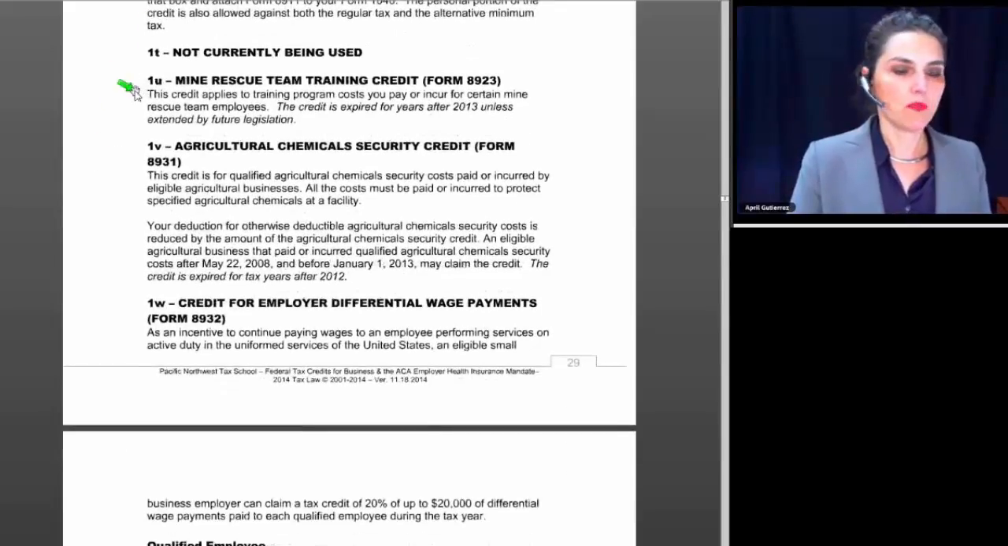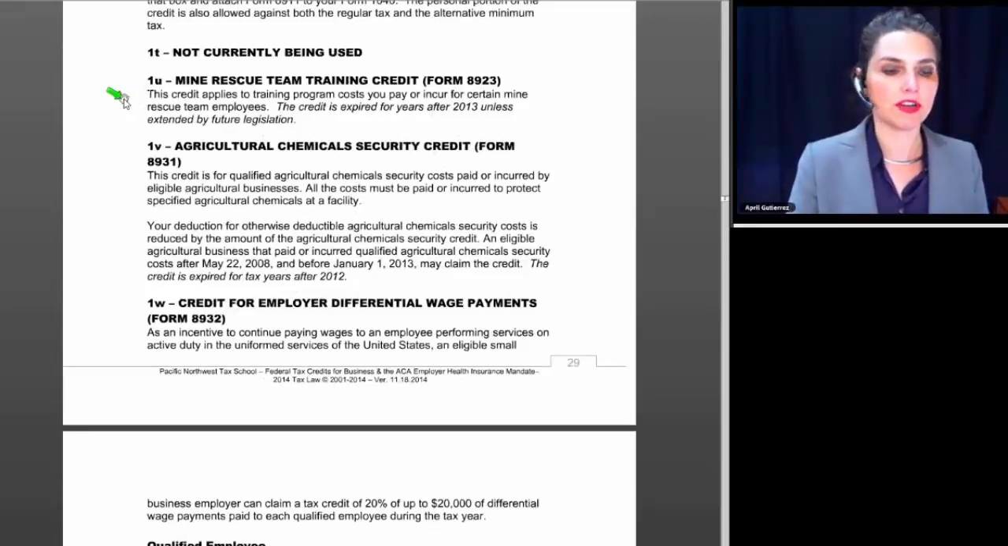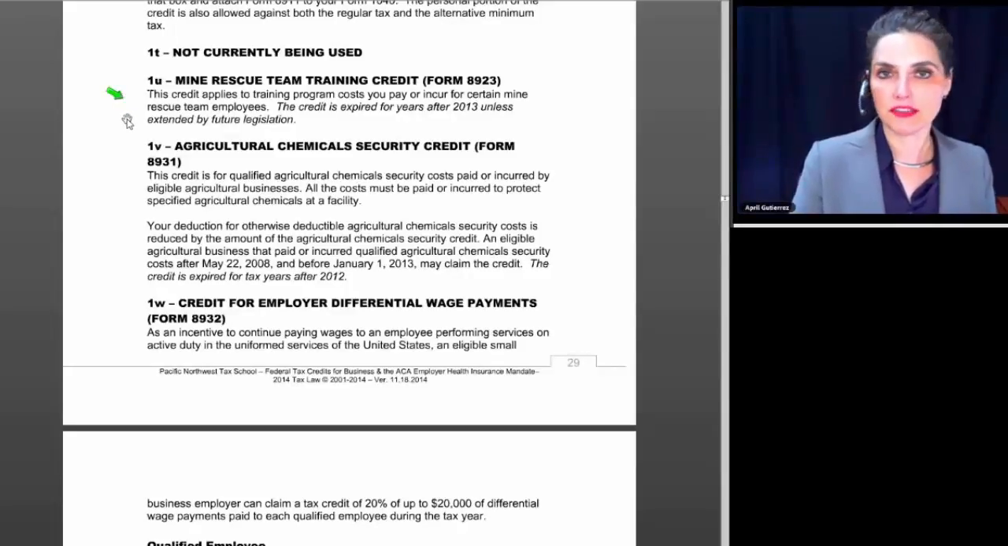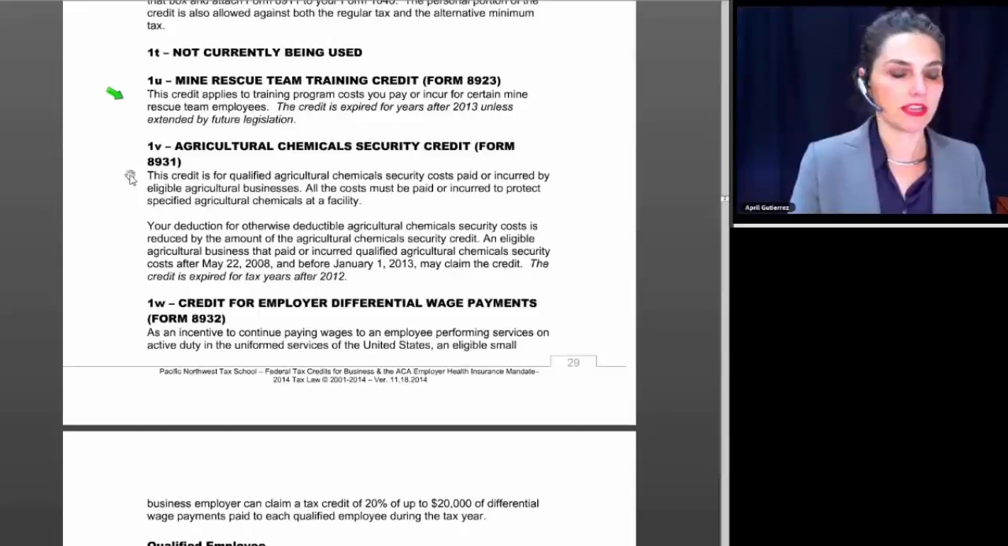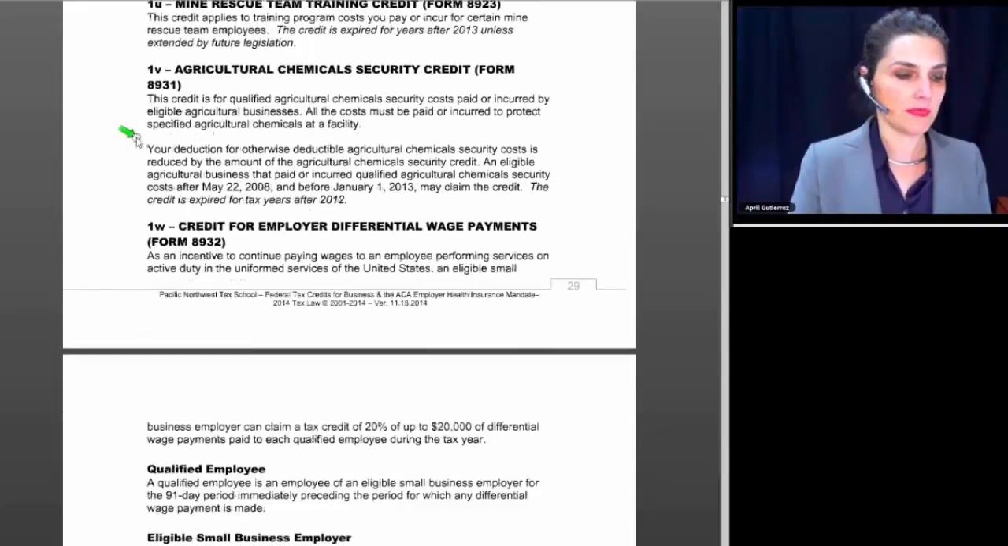Then we move on to line 1U, the mine rescue training credit. This credit applies to the training program costs you pay or incur for certain mine rescue team employees. This is another credit that is expired for tax years after 2013.